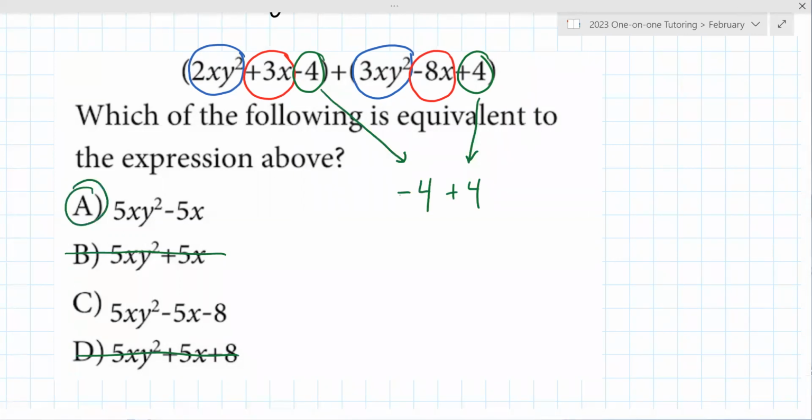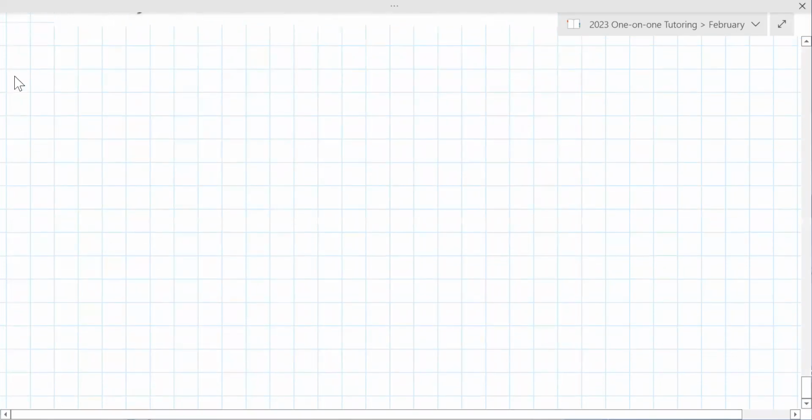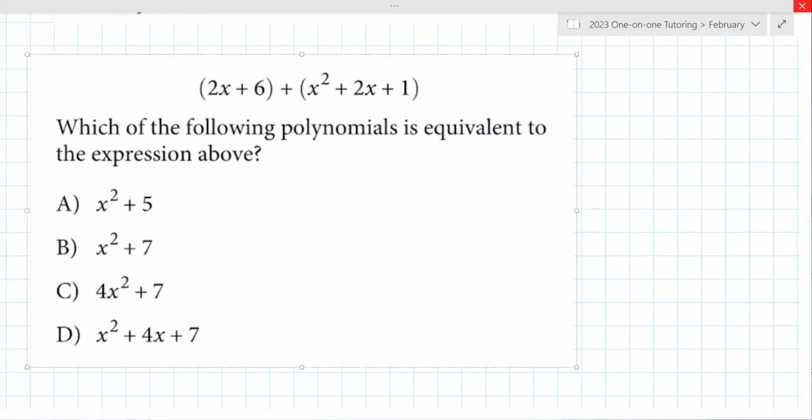So let's try another one. I got another one of these that's maybe a touch easier. So this would be good for you to try on your own here. All right, here we go. Take a look at that, see what you come up with. X2 because it's all by itself, and then 4. So that one would be D.